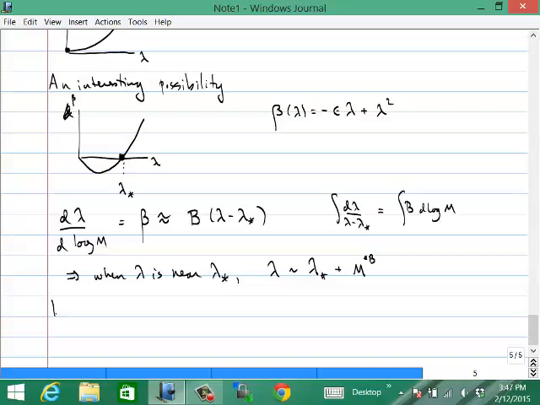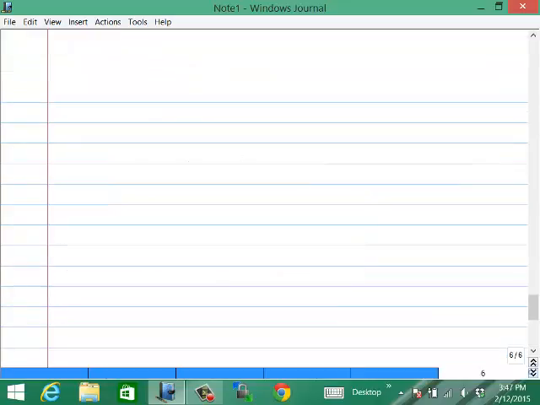That means that in the infrared, the coupling will flow towards this critical value of the coupling, lambda star, where the beta function vanishes. So you then have the following picture.